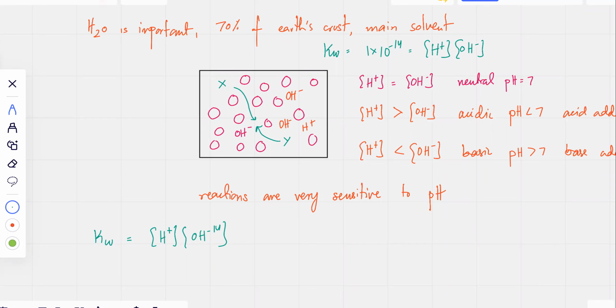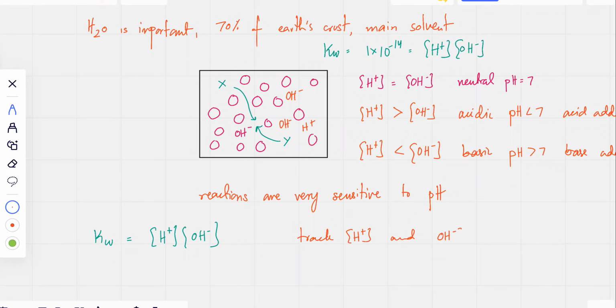Okay. Now the next thing is what do you do with KW? Just one second, OH minus, not 14. Now the next thing is what to do with KW. I mean, we know it has a value of 1 times 10 power minus 14, but what do we do with that? What we're going to do with that is that we have a constant need to track H plus concentration and OH minus concentration.